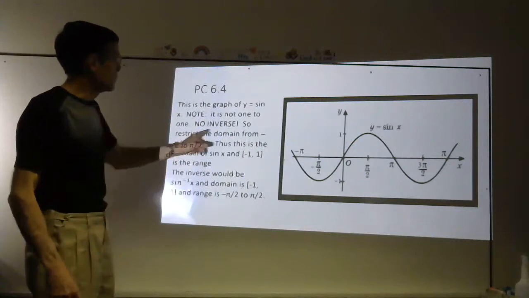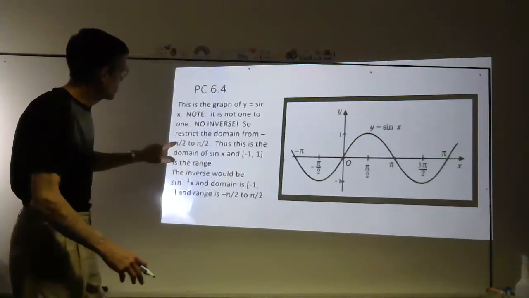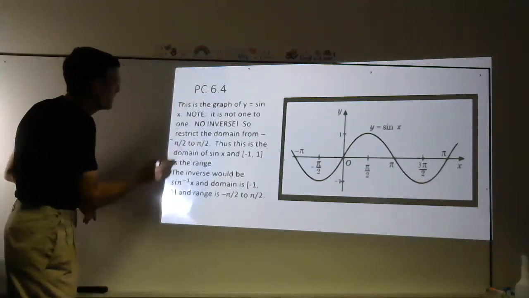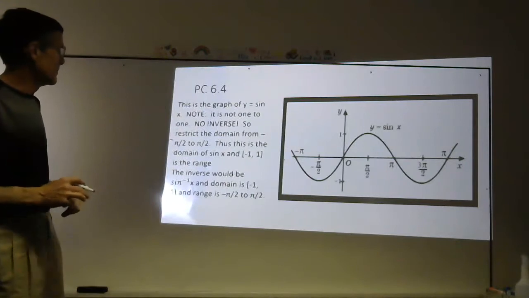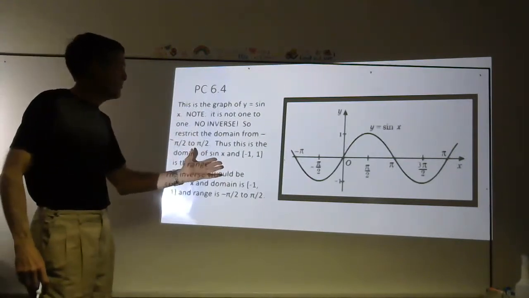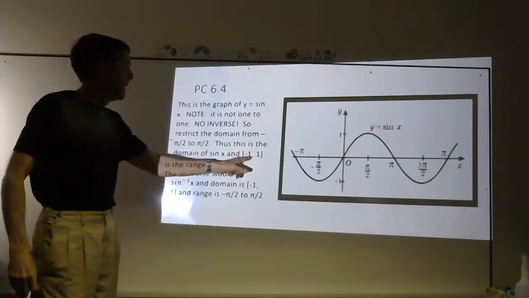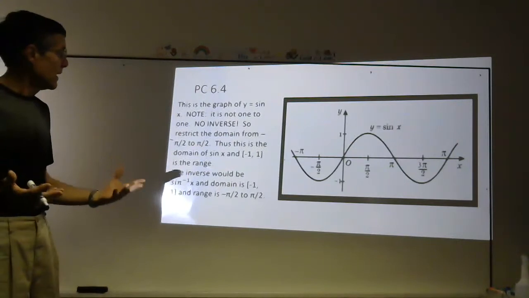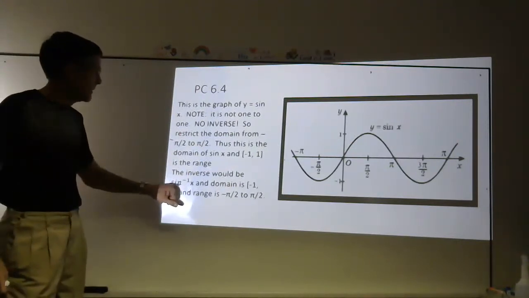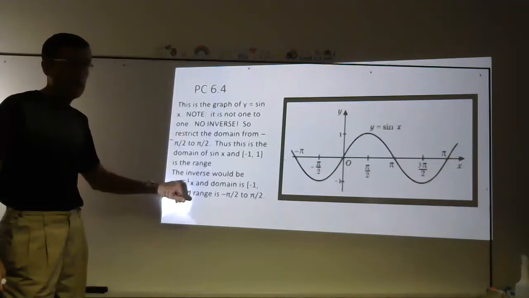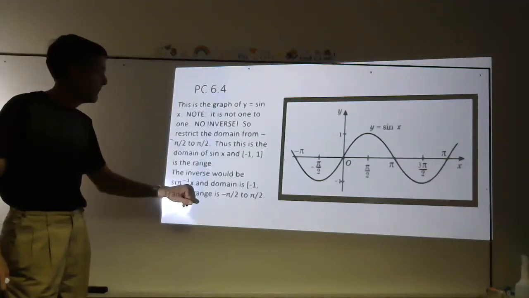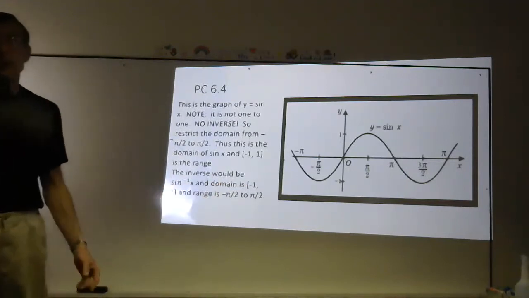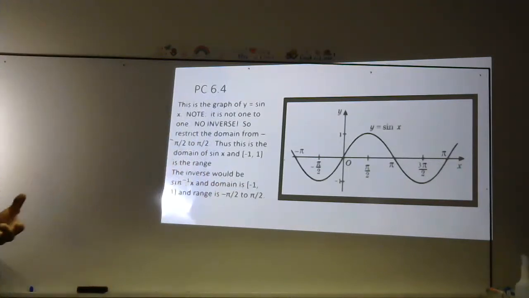So if we restrict the domain from -90, that should be a negative sign right there, I'll put it in, sorry. From -90 to 90, okay? This is the domain of sine of x, and then -1 to 1 is the range. It does pass the horizontal line test. We can find an inverse. The inverse would be written sine inverse of x. This is not a negative exponent, remember. Sine inverse of x: the domain would be from -1 to 1, and the range is from -pi/2 to pi/2.